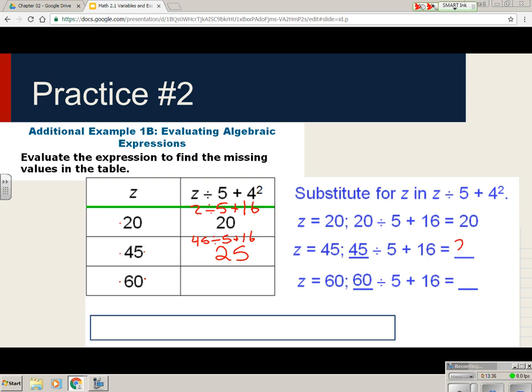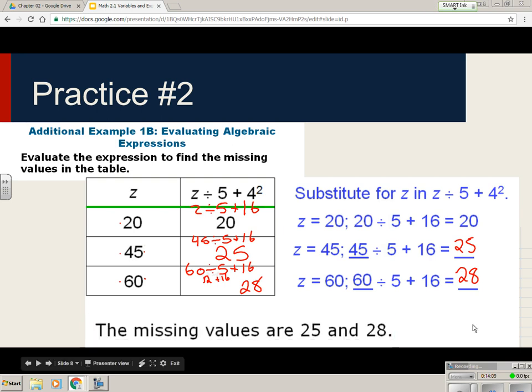We'll see if I got that right in just a second. And then with 60, again, all we do is we put 60 in for z. So you keep replacing whatever variable it is with the number that we see in the box. We'll divide that by 5 and then add 16. Now 5 goes into 60 12 times, and then all we have to do is add 16 to it, and we get 28. Now, if I'm right, the answers will show up behind this white box.